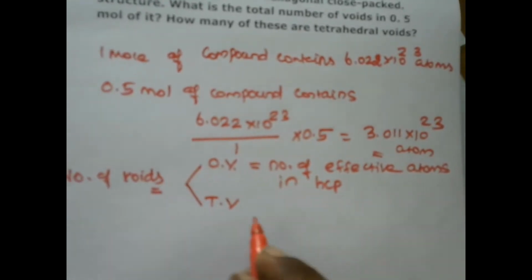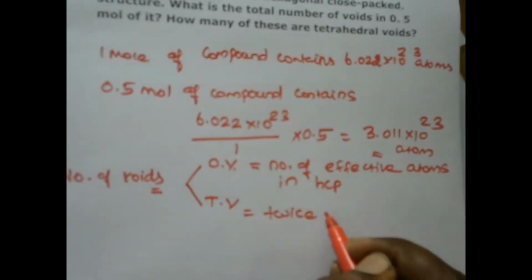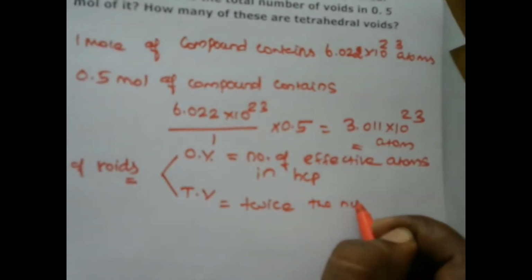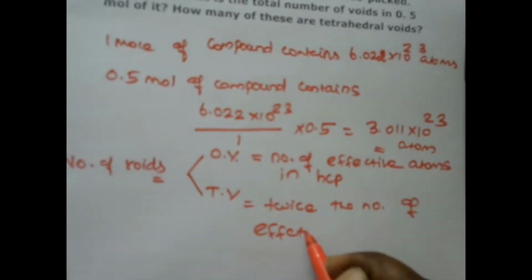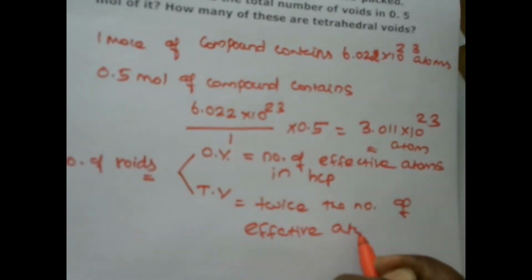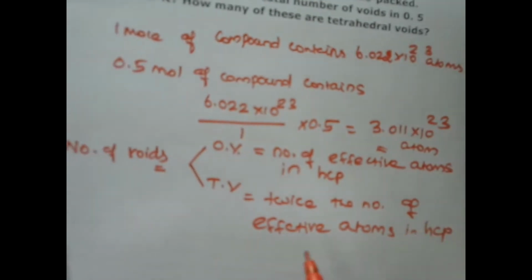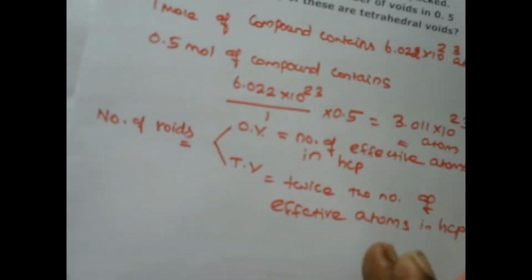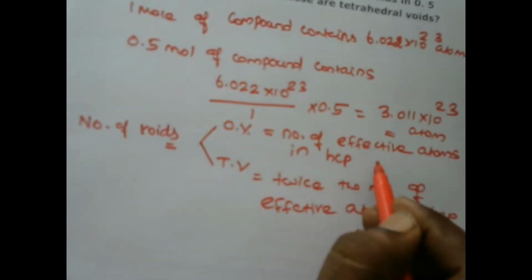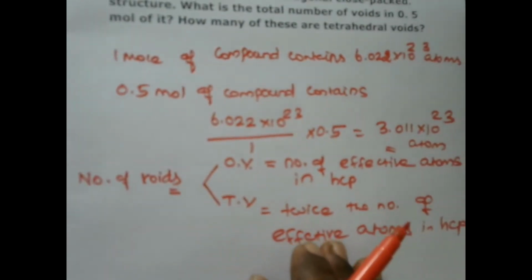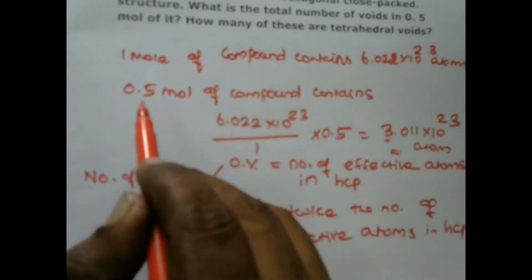Tetrahedral voids is equal to twice the number of effective atoms in HCP. Right? Okay. So octahedral voids is equal to the number of effective atoms. I already told you. So number of effective atoms in the sense of number of atoms present in 0.5 mole of the compound.